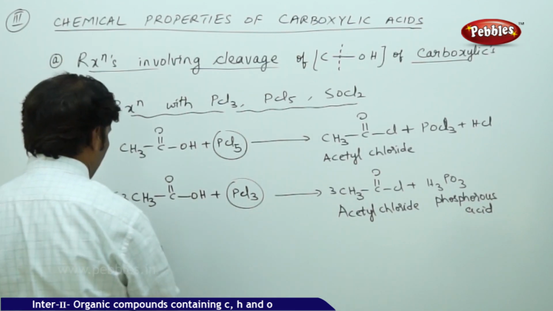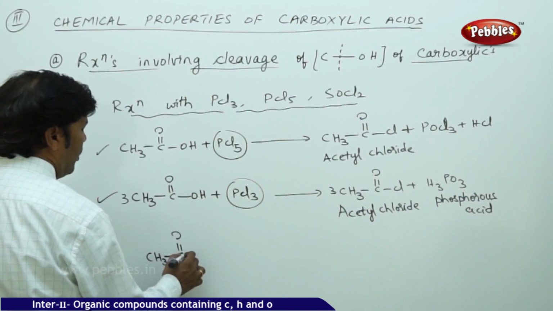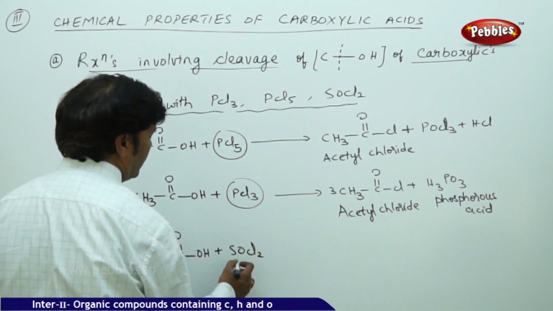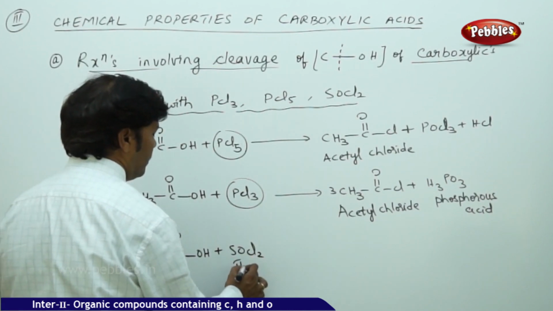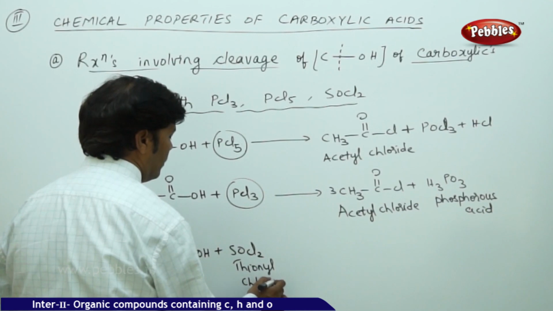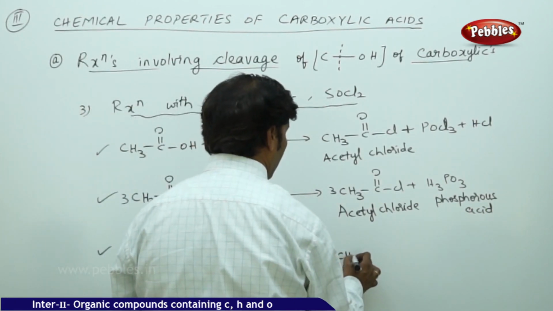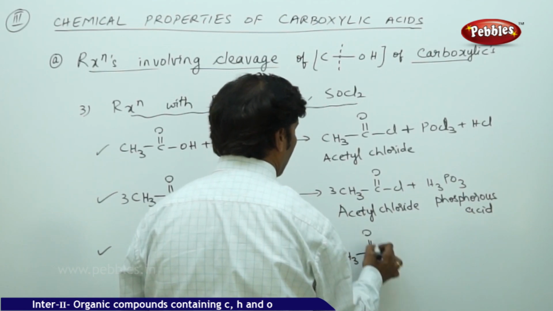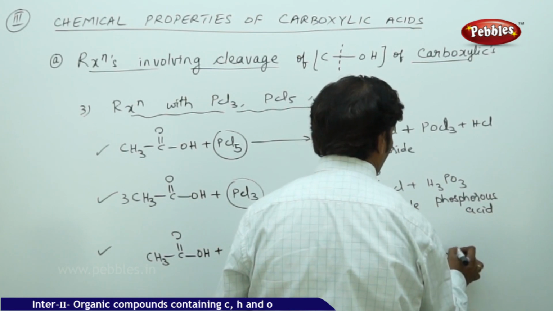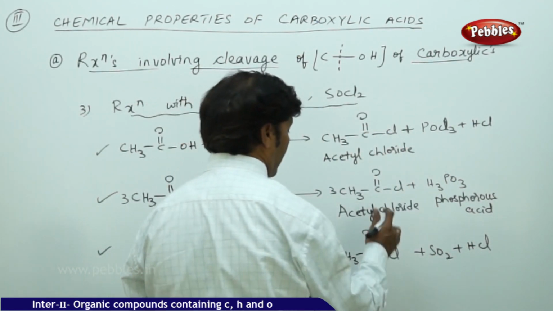Go for the last one, SOCl2. CH3-C(=O)-OH plus SOCl2, thionyl chloride. This is thionyl chloride. So here you are going to get CH3-C(=O)-Cl plus SO2 plus HCl. Again you got acetyl chloride.